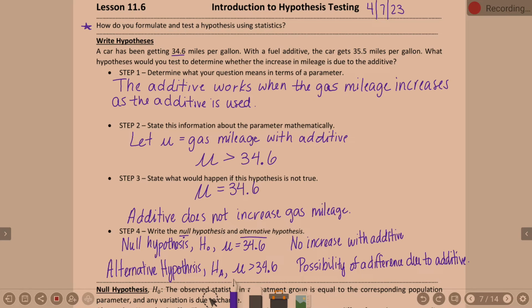Okay. So alternative hypothesis is, okay, there's some type of outside source causing the change. In this case, it's some type of possibility of difference. Something that is not just natural variation is changing it. So in this case, it would be the additive changing it. Null hypothesis is just that any change is not due to the additive. It is due to just natural variation. Okay?